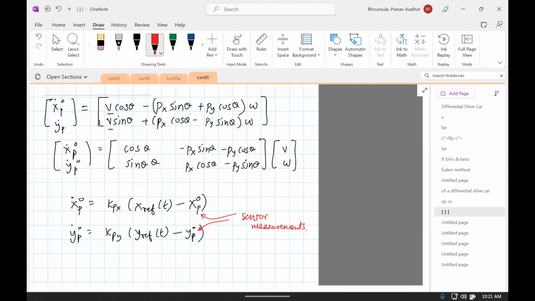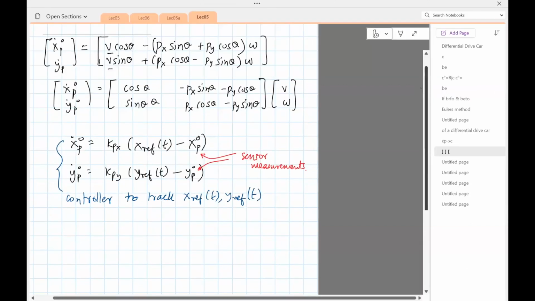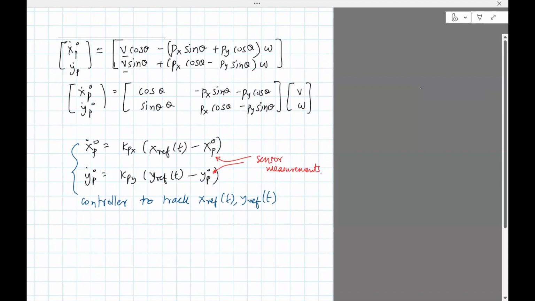And so this is basically a controller to track x ref t, y ref t. Okay, as I said, we'll come to the theory when we talk about controlling the pendulum. Don't worry about it right now. So what we'll do here is we'll put these inside this expression. So let's call this, let's say 1.